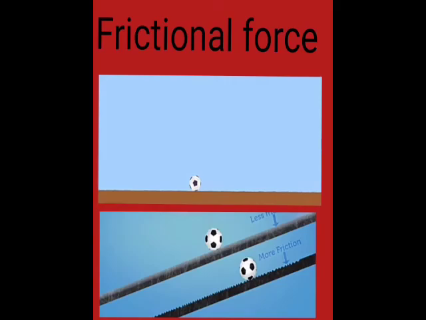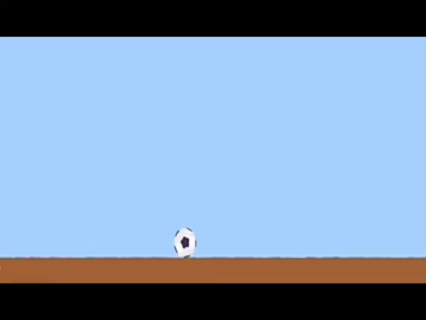Next is frictional force. When we roll a ball on grass ground, it slows down and finally stops. We know that an object cannot stop without force. The force that stopped the ball is frictional force. Have you ever wondered how? Yes, the force exerted by the surface when an object moves over it is called frictional force.